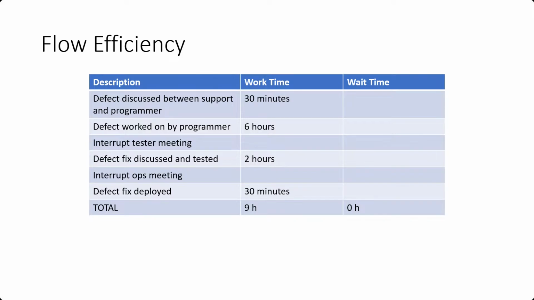Like it's affecting customers, it's cascading, or having whatever problems are going on. And again, in that case, you're not going to wait for the end of the meeting. You're going to interrupt the meeting. You're going to get the tester. You're going to get the ops person. And again, it still takes 9 hours, but now we're at 100% flow efficiency because we have reduced our wait time basically to 0.